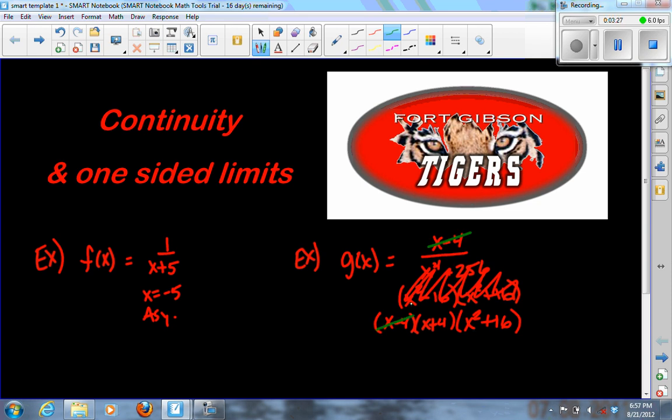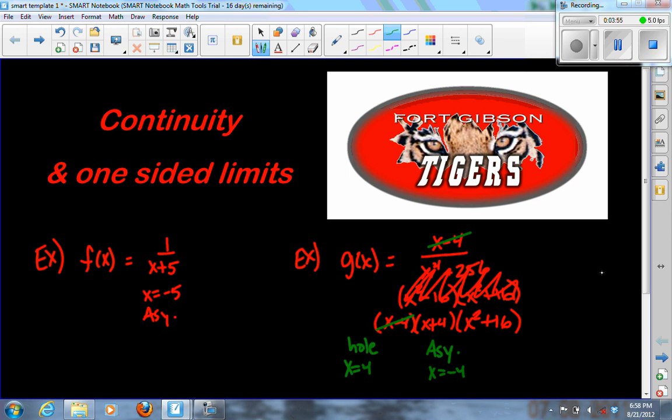So since this canceled, there's a hole there. When this would have been 0 anyway, which would have been at x equals 4, because 4 minus 4 is 0. And these two will not cancel, so these make asymptotes at -4, and actually this is never 0. Because you can't square a number and add 16 to it and get 0, unless you're talking about imaginary numbers, which we're not.